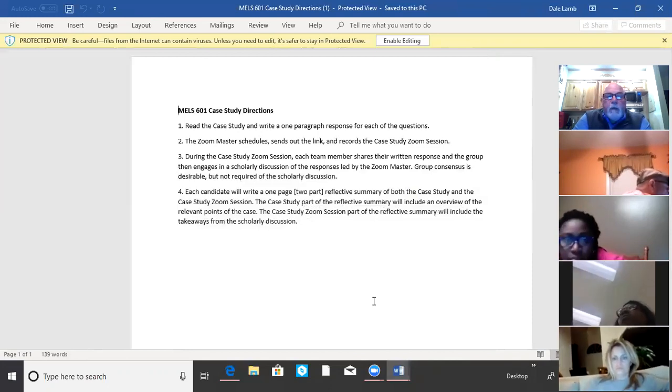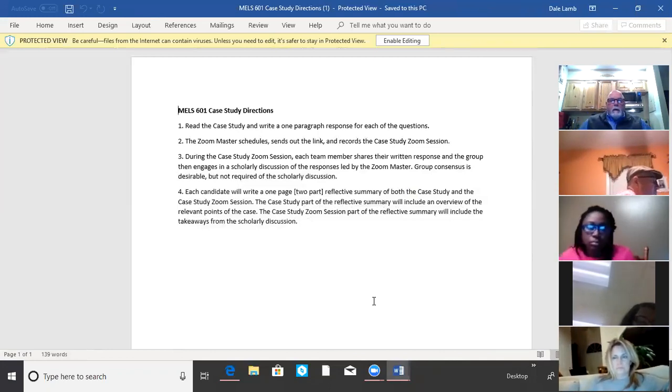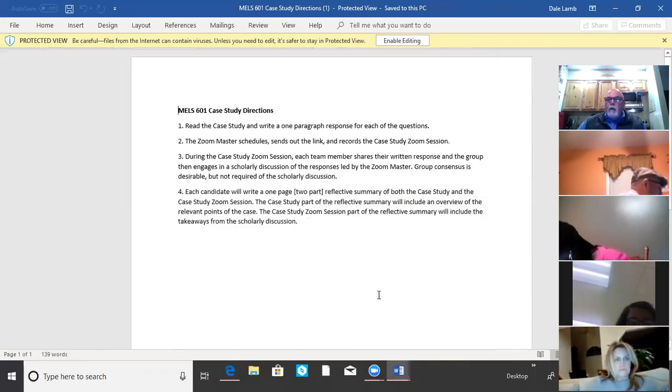And then each candidate will write a 1-page, 2-part reflective summary of the case study and the case study Zoom session. What'd you get out of the case study and what'd you get out of working with your colleagues? Because each is valuable. And we'll be looking to see that it's a scholarly discussion. So that's what we're looking for.